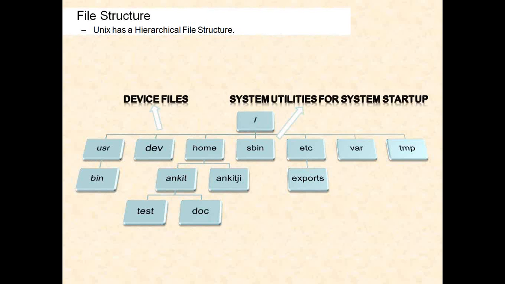So the first file system you have is slash dev. So slash dev is going to store the information about device files. That means, as I said, CD-ROM will be detected as a file in Linux, and any other hardware component. So all these hardware components are going to be stored in the form of files. And the other one you have is sbin. So sbin is going to store the system utilities to start up the Linux operating system.